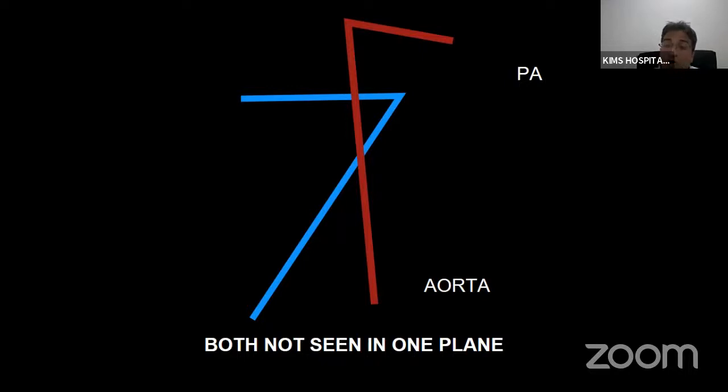The aorta will go from the posterior ventricle to the anterior, and the PA will go from the anterior ventricle to the posterior. They will cross. But if they are seen in the same plane, that is suggestive of TGA.